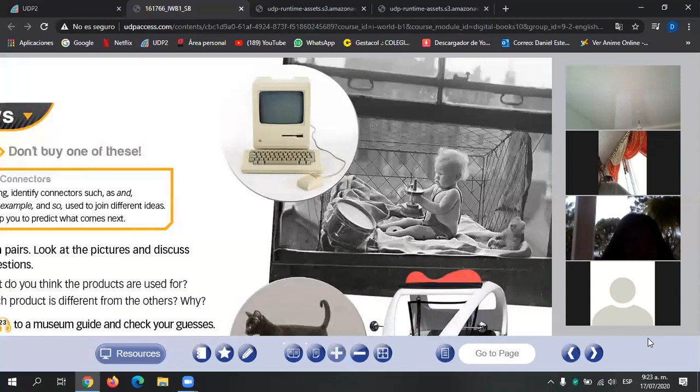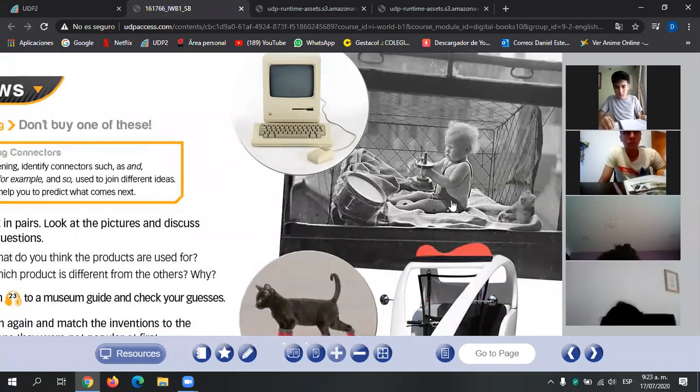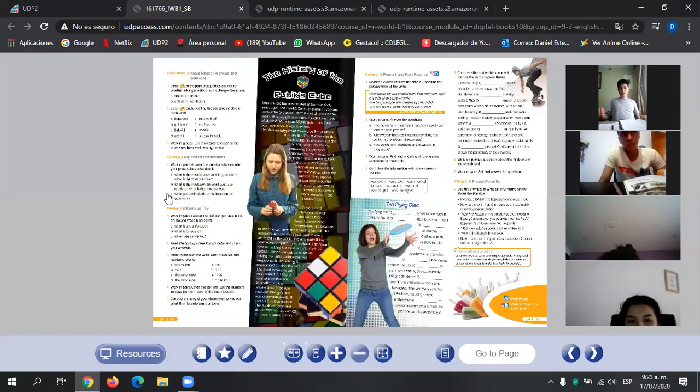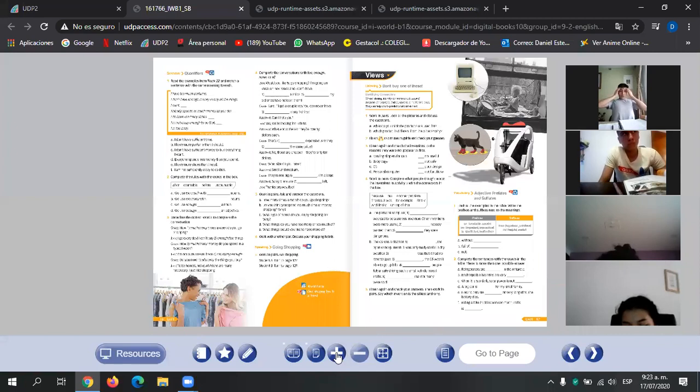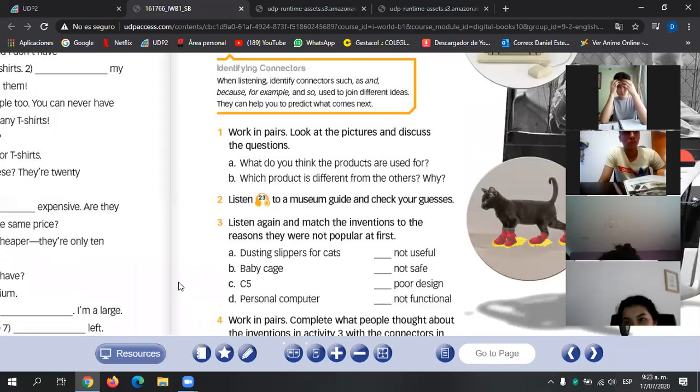Maybe Laura Alvarado, if you are there, just answer me. Yes, teacher, I'm here. Ok. What do you think this object that the baby was used by? What do you think about that? For entertainment. Very good. For entertainment. It was easy to say that. I don't know why you are so shy at the moment of speaking and participating. Okay.